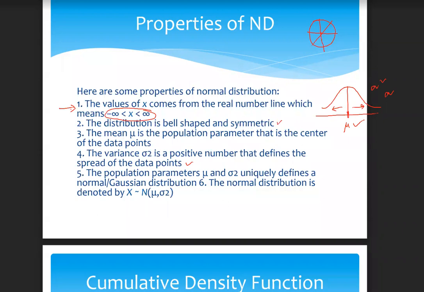And a normal distribution is uniquely determined by mu and sigma square. This is sigma square, not sigma 2, because PowerPoint doesn't allow me to bring in LaTeX easily. So if you have a normal distribution N with mean mu and variance sigma square, if you know mu and you know variance sigma square, that uniquely identifies a normal distribution.